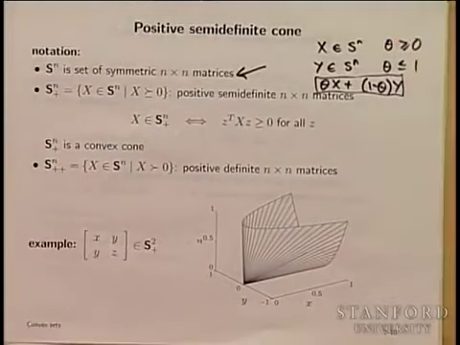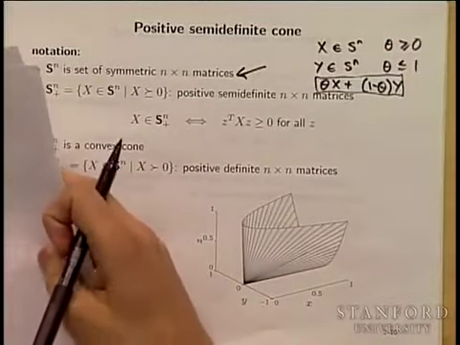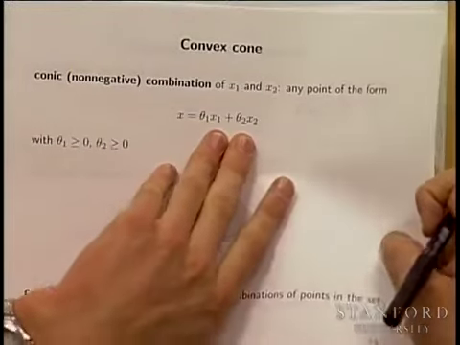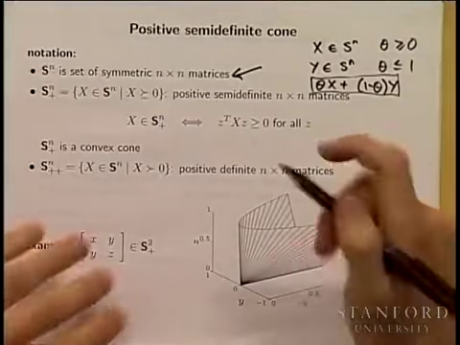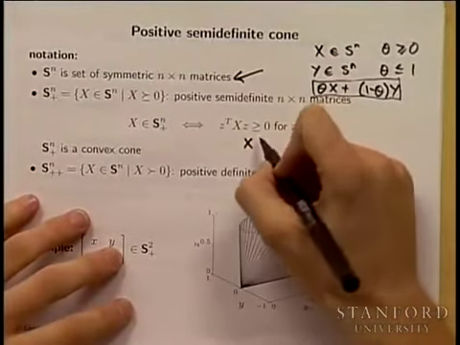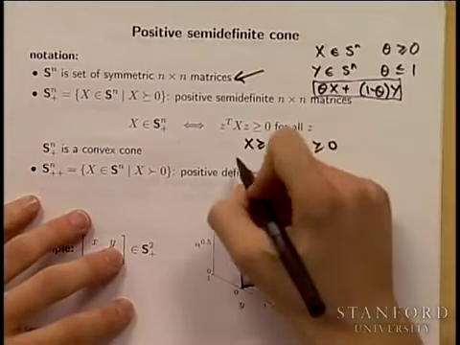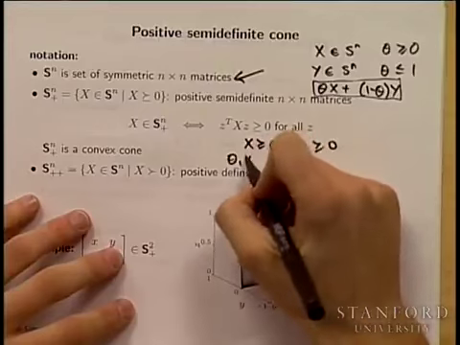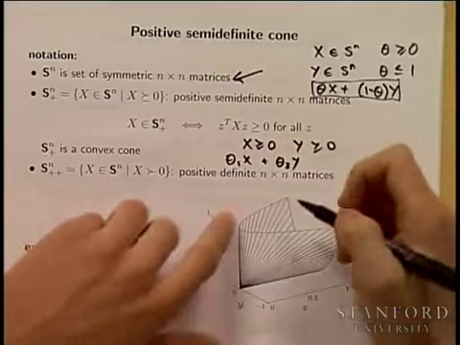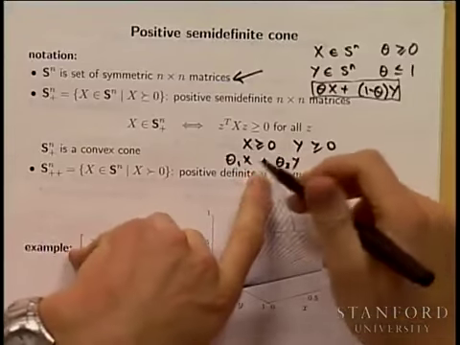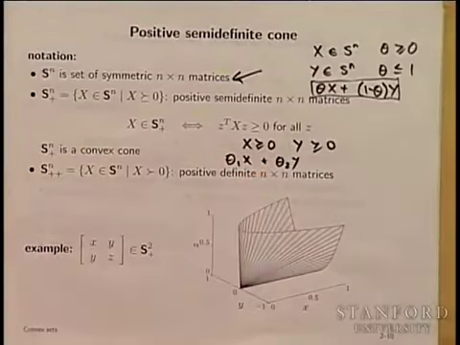Looking back to convex cones, that means that if we take a non-negative combination of two items from the set, it also needs to be in the set. You should be able to see quite easily that if we had x positive semi-definite and y positive semi-definite, and we take a conic combination, theta 1 x plus theta 2 y, this is going to be positive semi-definite. Can someone tell me how I can make that really explicit quite quickly?